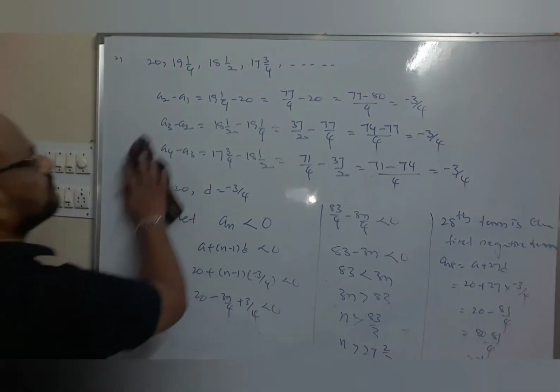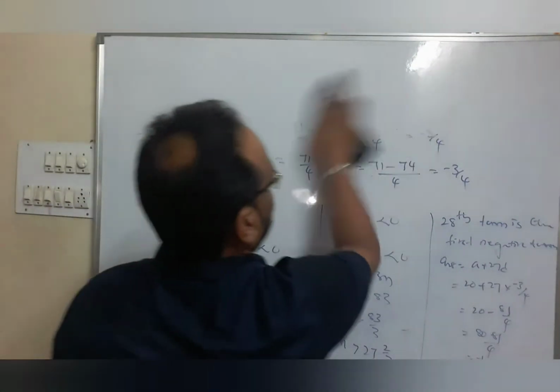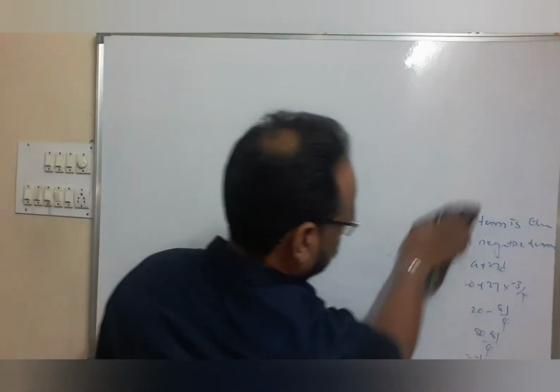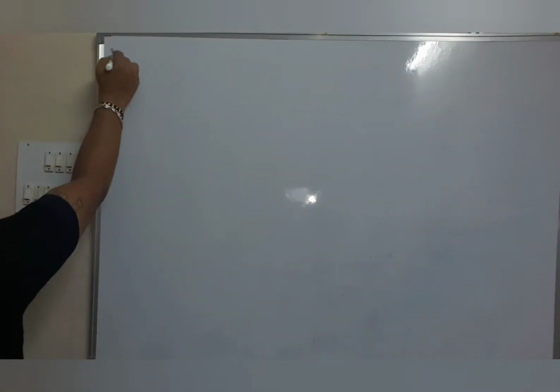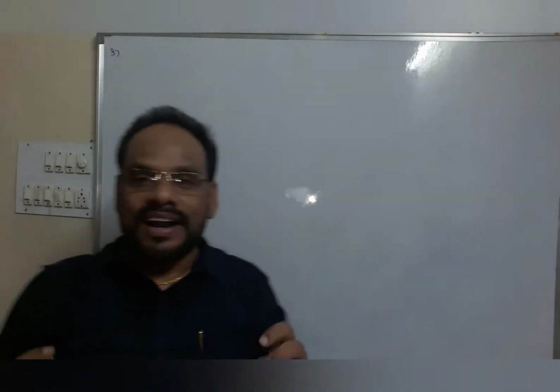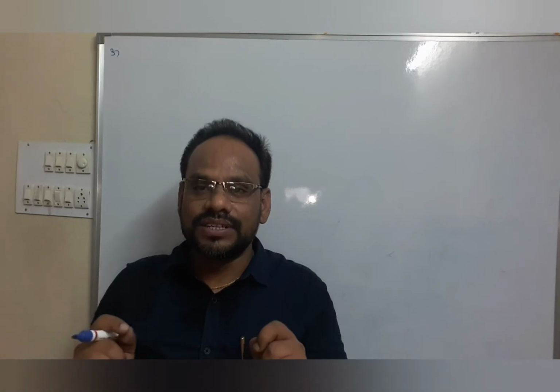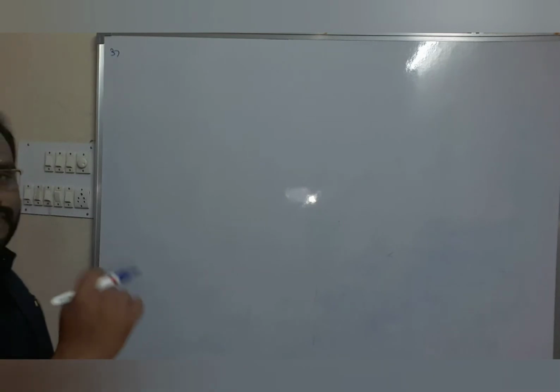Next, third example. Example 3: 100 times the 100th term of an AP with non-zero common difference is equal to 50 times the 50th term. Then find the 150th term.